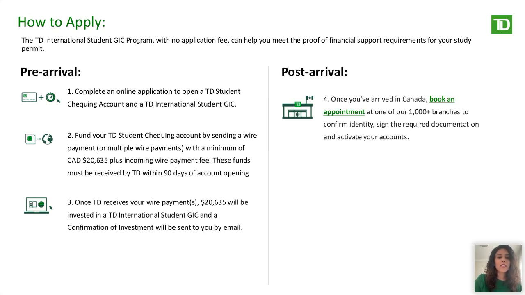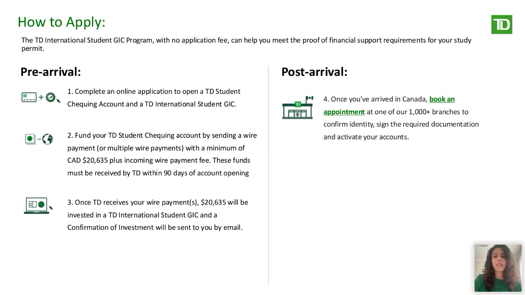Once TD receives your wire payment of $20,635, it will be invested in a TD International Student GIC program, and a confirmation of investment will be sent to you via email. So the pre-arrival process includes you applying, funding your account, and then a confirmation of this investment given to you via email. This is a great way to solidify your application for a student visa, because we need to let the immigration officers know that we will be taken care of and we have investments in place before we even land in Canada. So these are the three steps for pre-arrival.